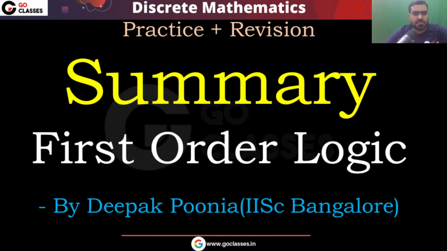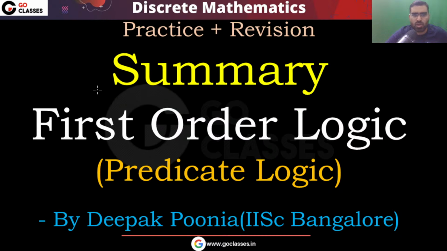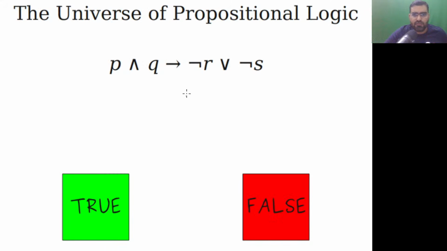Hi everyone. So this is a summary lecture on first order logic. We have already seen the propositional logic. In this propositional logic, what happens? Every variable, what is the domain of every variable in the propositional logic? If you see in this propositional logic, the domain of every variable is basically true, false.